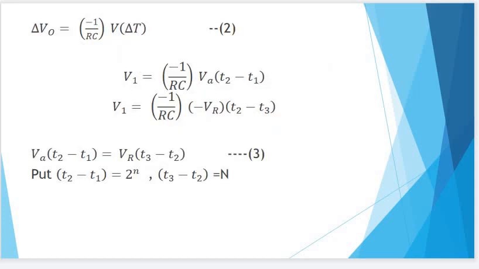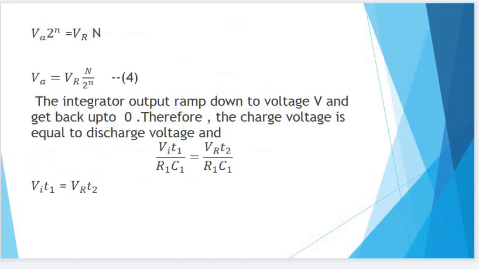The change in output delta V0 is equal to minus 1 by RC into V delta T. Then V1 equal to minus 1 by RC VA into T2 minus T1. Then V1 is equal to minus 1 by RC, where VA is replaced by minus VR, into T3 minus T2. VA into T2 minus T1 equals VR into T3 minus T2. Put T2 minus T1 equal to 2 power n and T3 minus T2 equal to capital N. So VA into 2 power n is equal to VR into N. So VA is equal to VR into capital N divided by 2 power n.